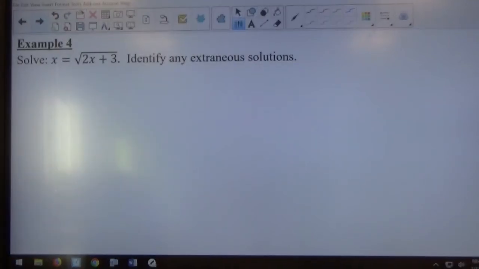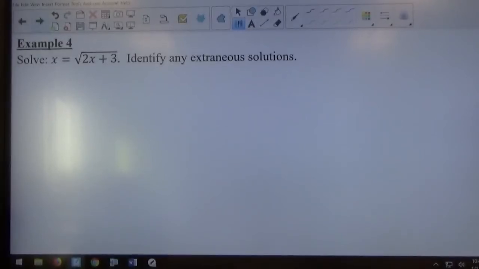All right, so example 4, solve x equals the square root of 2x plus 3, identify any extraneous solution. On Friday, we didn't have any extraneous solutions in our example problems. I don't remember if any happened in the homework or not, but it was something I really was getting after you about. You need to check to make sure these things actually work.